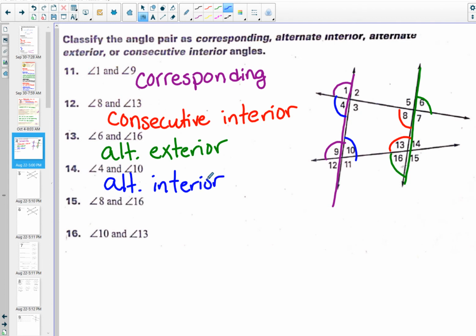Okay, 8 and 16. Look, I've already written over 8. Let's do a different color. There's 8. There's 16. These ones are in black. I know it's getting kind of confusing with all the other colors over there. 8 and 16. What are we thinking? Corresponding. Who said corresponding? Why? You're right. Because they're both on the inside on top.